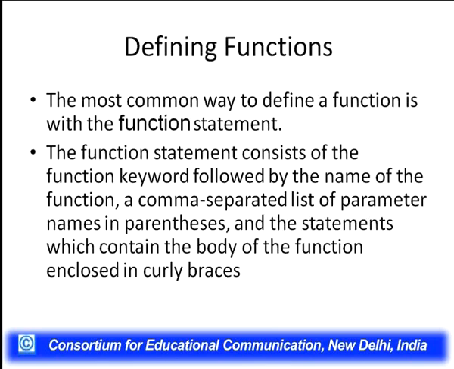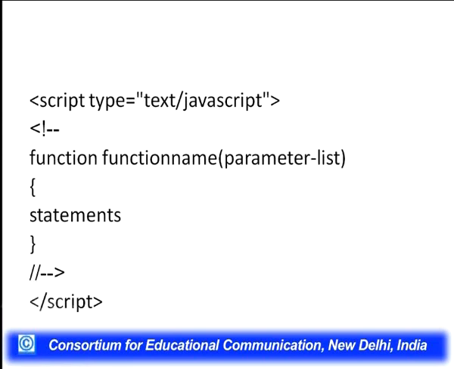The most common way to define a function is with the function statement. Function is a reserved word of JavaScript which you use to define a function. The function statement consists of the function keyword followed by the name of the function, then a comma separated list of parameters in parentheses, and then the statements that contain the body of the function, that is what the function is going to do, contained in curly braces. The syntax of a function can be seen here.